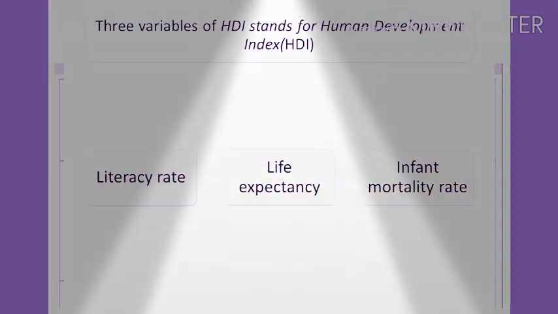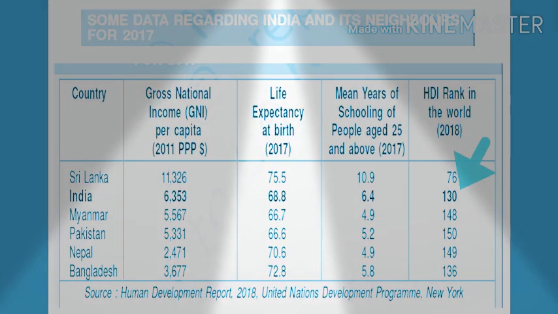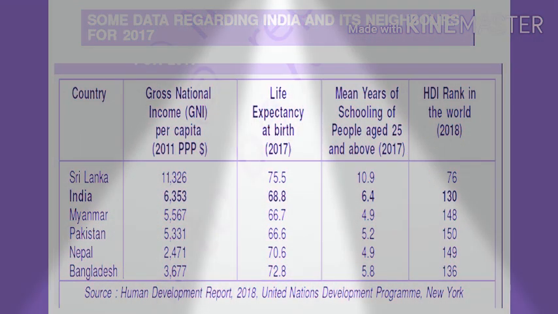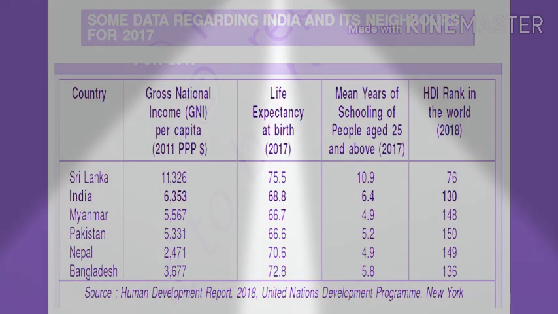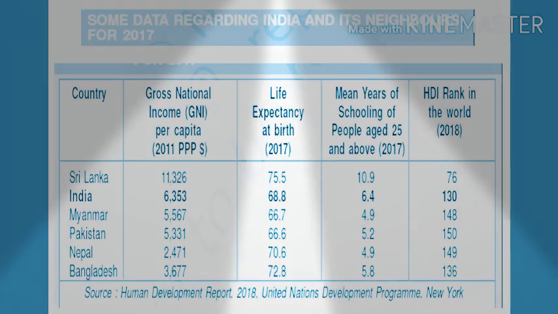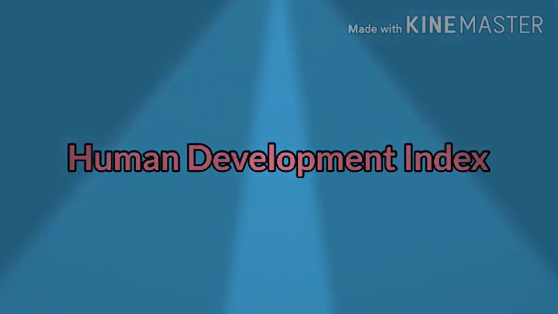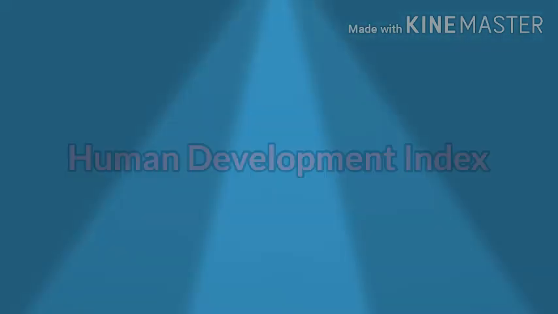Out of 109 countries, what is the rank of India? It is 130. Now Sri Lanka is placed at 76 in the world in HDI ranking. India is 130, whereas Myanmar, Pakistan, Nepal, Bangladesh follow India. These are the HDI ranks of some of the important countries around India.